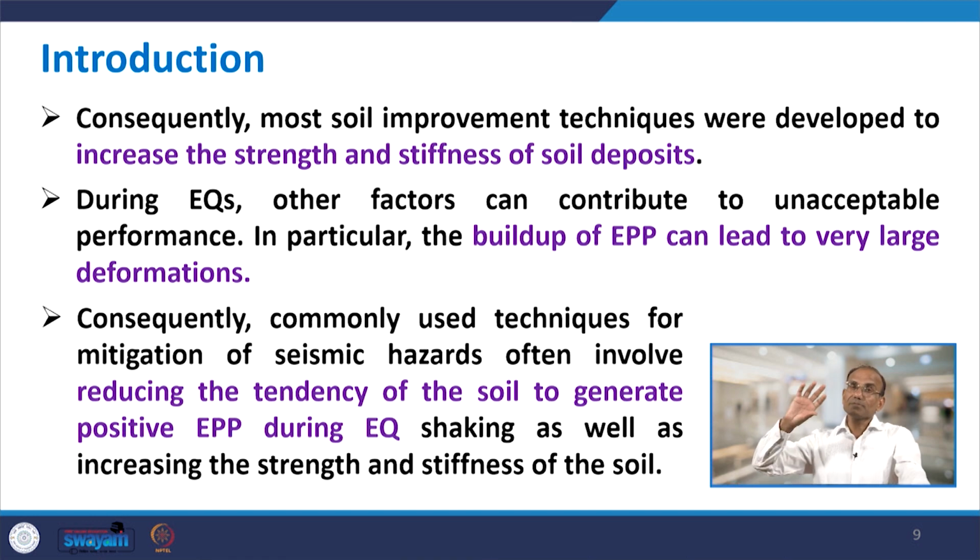So, you can target that there are two basic objectives of ground improvement. One objective, which applies even without an earthquake, is to increase the strength and stiffness of the soil; that is the first prime objective. The second objective, which is important for earthquake loading, is to reduce the generation of excess pore water pressure.